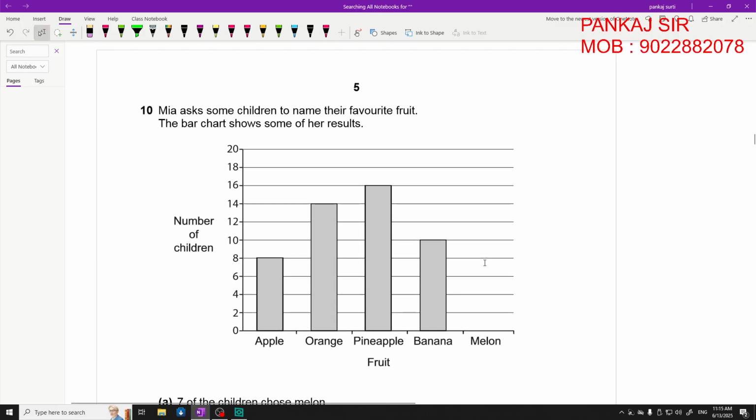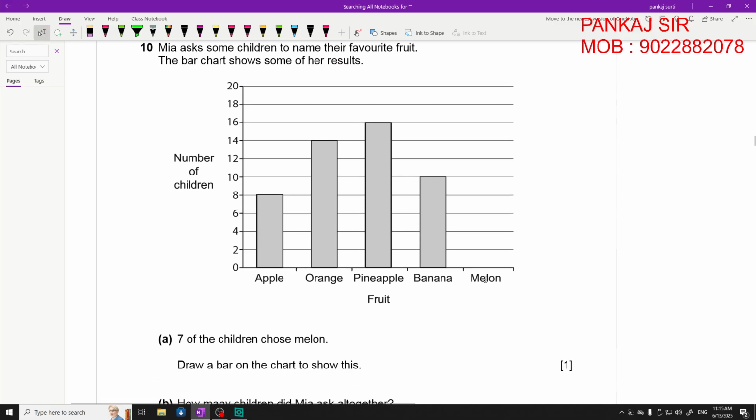Okay, question number 10. It says that Mia asks some children to name their favorite fruits. A bar chart is shown below to show the answers to this survey. So when the children were asked what their favorite fruits are, some answered apple, some orange, some pineapple, some banana. Okay, so let us complete this question.